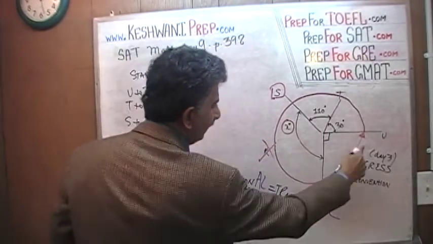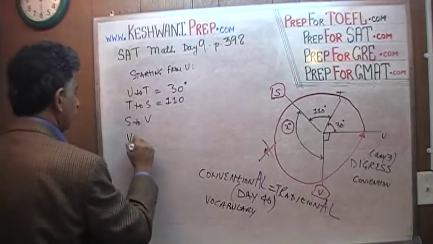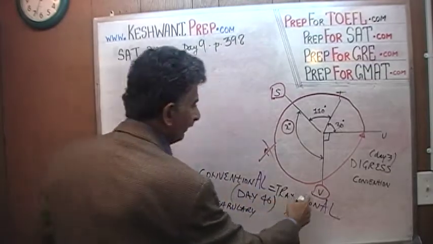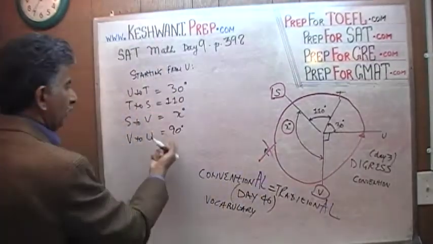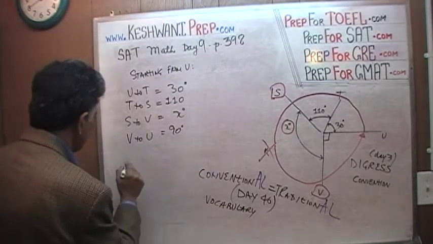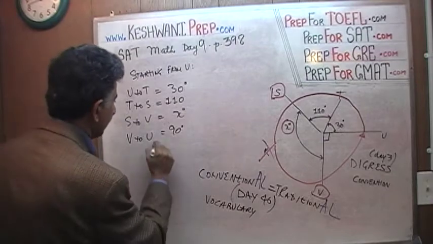And then we have V to U. We have 90 degrees from V to U because of this symbol. And all of this has to add up to 360. So we're going to make a note of it here: all of this has to add up to 360.